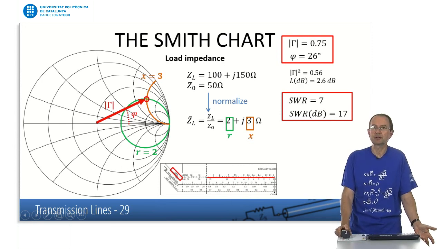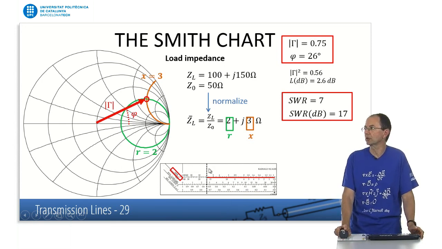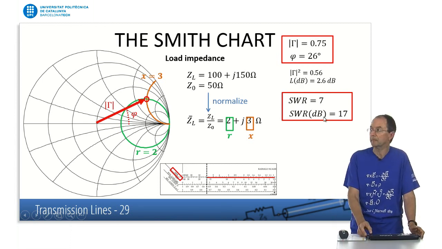We have a reflection here, of course. The termination is not coincident with the characteristic impedance of the line. So we have a reflection, and this is producing a standing wave situation with a standing wave ratio parameter, which is 7, or if you express it in dB, 17.